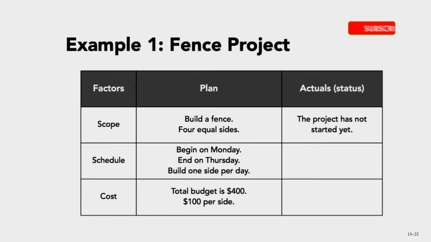The schedule. We will be doing the project in 4 days: Monday, Tuesday, Wednesday, and Thursday. And the schedule is to build 1 side of the fence per day. The cost. Total budget is $400. It means $100 per side. That is the fence project.